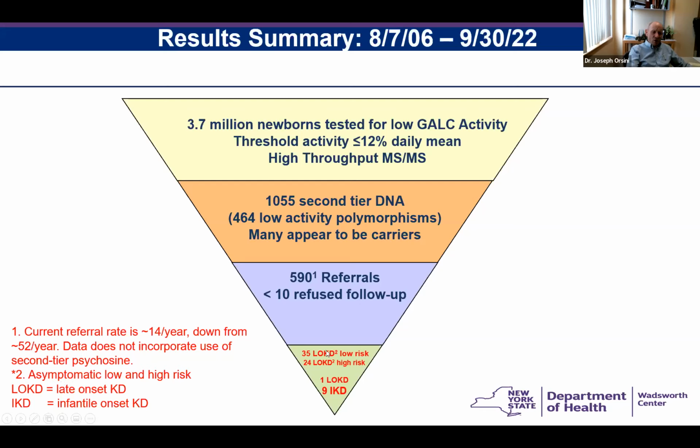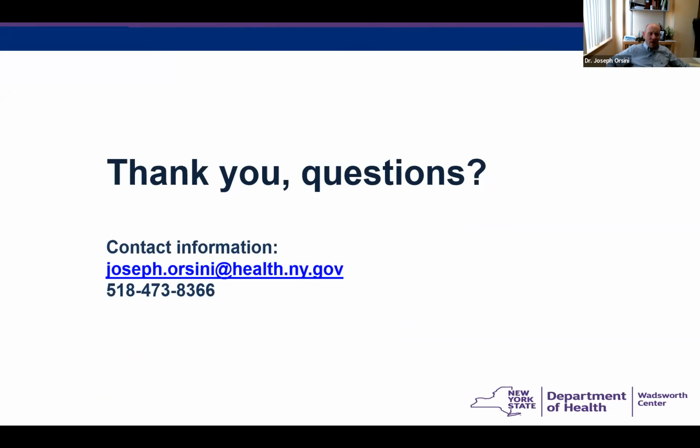One thing that's also noteworthy is that through the course of all the screening, we found 35 babies that we think are at low risk for Krabbe disease. They're part of the screen positive population. 24 that we think might be at higher risk for a later onset. And then throughout the course of screening, we have 10 that have become symptomatic, 1 that's a late onset, and 9 that are infantile onset. So that's the summary of New York State screening. I'm sure we'll have time for questions later. So I'm going to stop sharing my screen and pass this on to Dietrich.